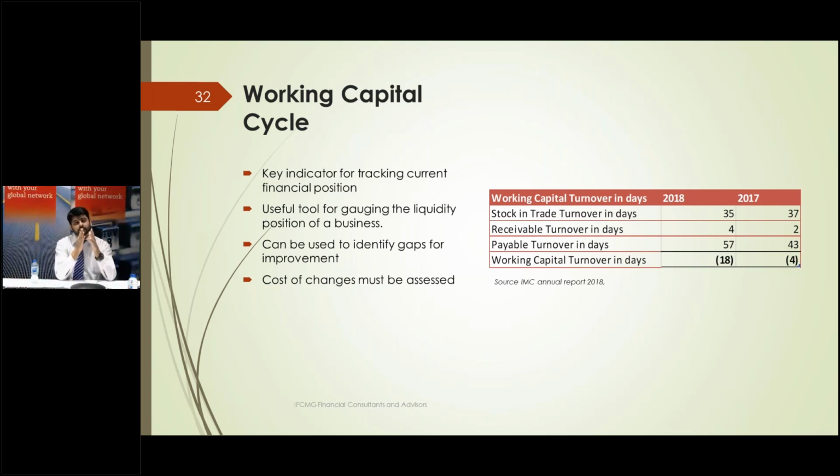So a company can use this working capital cycle to analyze its business operation cycle, gauge its liquidity position, and identify where improvements can be made: how the receivable period can be shortened, how the payable period can be lengthened, how inventory turnover days can be lessened. For example, with stock in trade, we can shorten that by reducing our orders. Smaller orders mean that inventory turnover will increase. However, smaller orders also mean that the number of orders will increase.